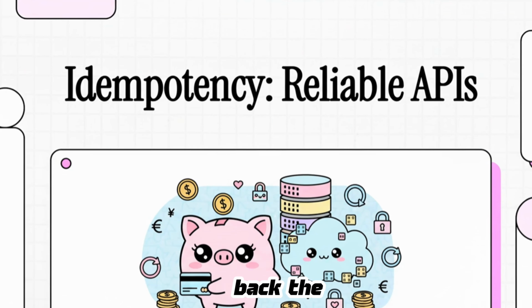Today, we're going to pull back the curtain on a concept that, honestly, keeps our digital world from falling apart, especially when your money's on the line. We're talking about idempotency. Yeah, it's a mouthful, but it stands for a really simple, incredibly powerful idea that stops digital disasters before they happen.